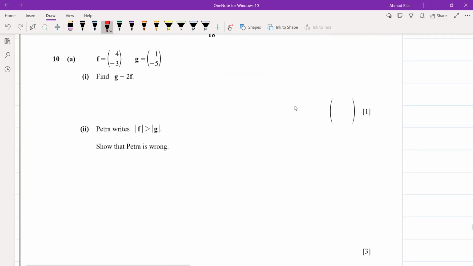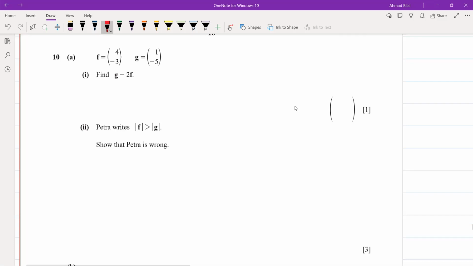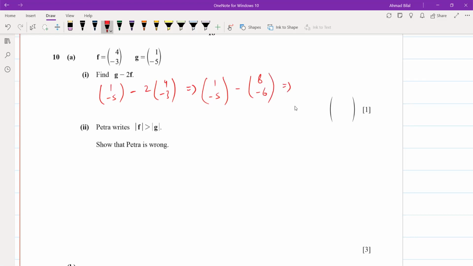Let's move to the last question then. So this is the vectors question. f equals (4, -3) and g equals (1, -5). Find g minus 2f. That's pretty straightforward. (1, -5) minus 2 times (4, -3). इसको आप करेंगे आपके पास आ जाएगा (1, -5) minus (8, -6). या तो evaluate कर ले, 1 minus 8 क्या होता है, that is minus 7, and minus 5 plus 6 will turn out to be 1. So that's (-7, 1), which was fairly straightforward. आपने उसको evaluate करना था.